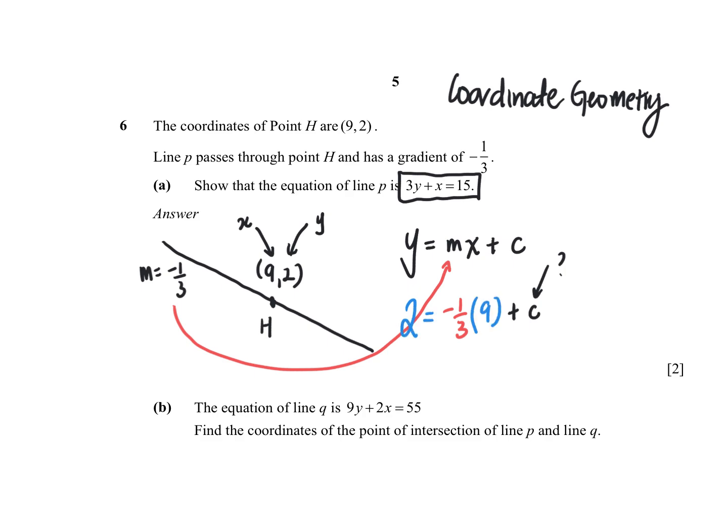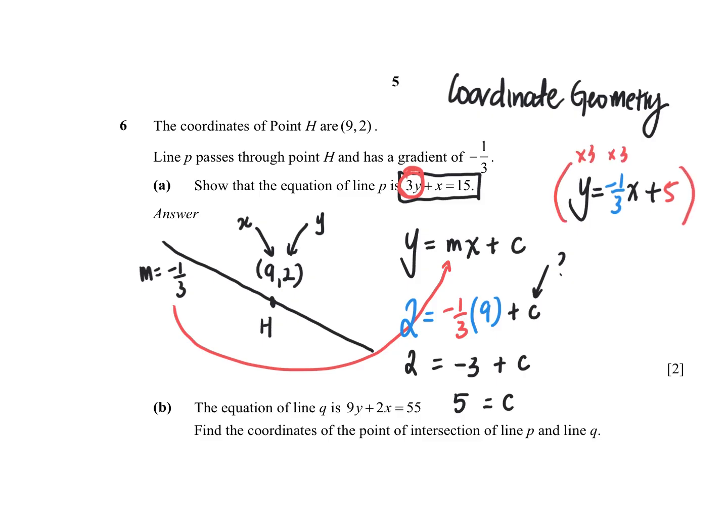Okay, so once you calculate, and then you bring it over, c is 5. So my equation will be y equals minus 1/3 x plus 5. Okay, it doesn't look like what they asked me to show, but you will realize that they have a 3y. So actually, if you multiply the whole equation by 3, everything times 3, you will get 3y equals minus x plus 15. So shift the x over, then you have shown what they want.